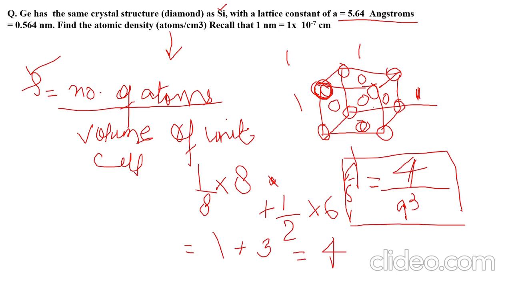Ma'am, how can we take this distance as the edge of the cube? Because this distance will be different from what we have seen in the formula for the volume of a cube. Yeah, because the volume of this cube will be defined by the edge-to-edge length in all three directions, right? If we take one direction, for example this one, then a will actually be the distance between these two atoms. That is your closest neighboring distance.